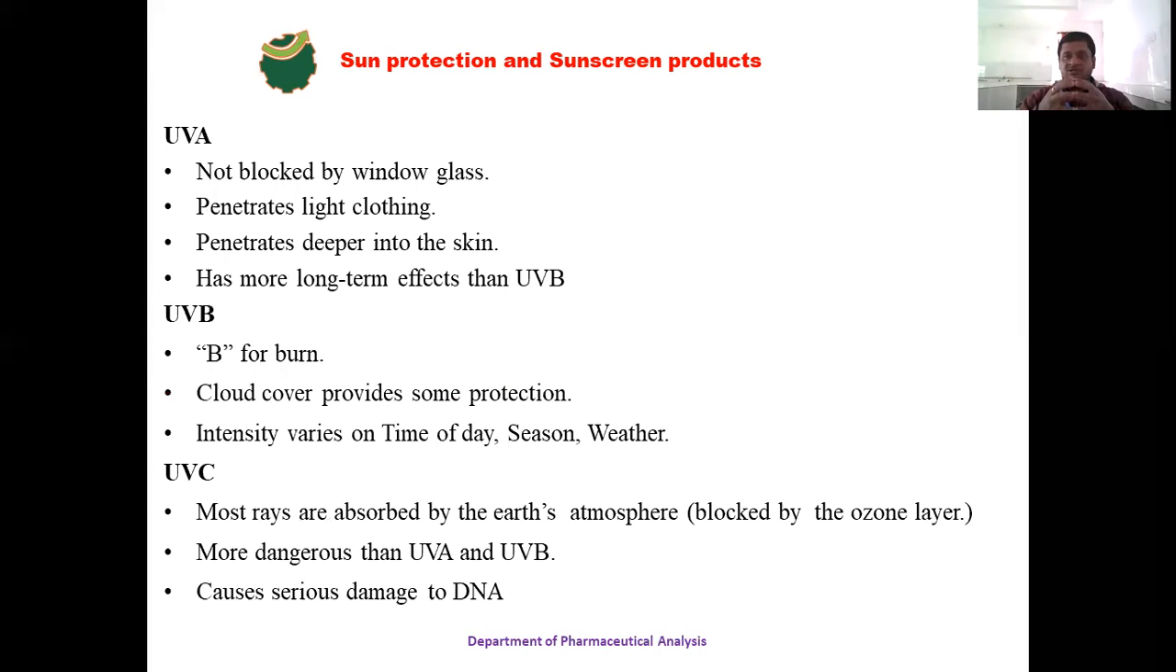Now UVA is much less harmful compared to UVB and UVC. UVA is not blocked by window glass, and it can easily penetrate even light clothing. So it can come in contact with the skin and penetrate deeper into the skin, and there will be long-term effects, but the effect is not as harmful compared to UVB and UVC.